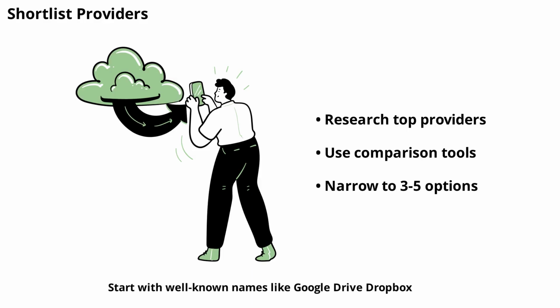Start with well-known names like Google Drive, Dropbox, Microsoft OneDrive, and Amazon S3, but don't overlook niche providers that might better fit your needs. Use comparison websites and user reviews to quickly narrow down your options. Aim for a list of 3 to 5 providers to keep your evaluation manageable and focused.